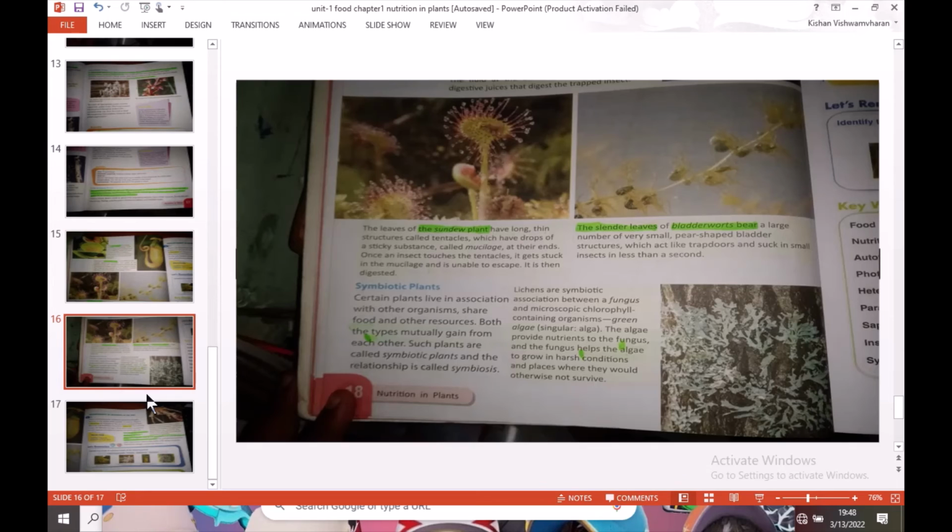Symbiotic plants. Certain plants live in association with other organisms and share food and other resources. Lichens are a symbiotic association between a fungus and a microscopic chlorophyll-containing organism, green algae. The algae provide nutrition to the fungus, and the fungus helps the algae to grow in harsh conditions, so that they survive, otherwise they would have been destroyed.